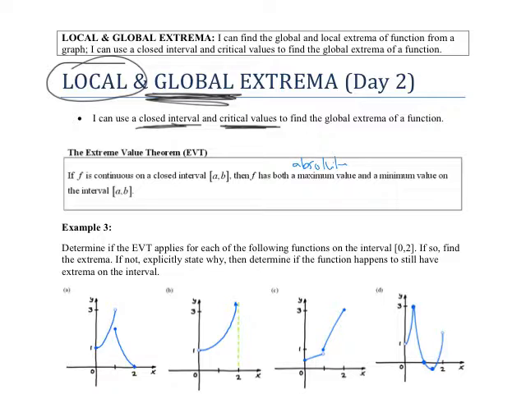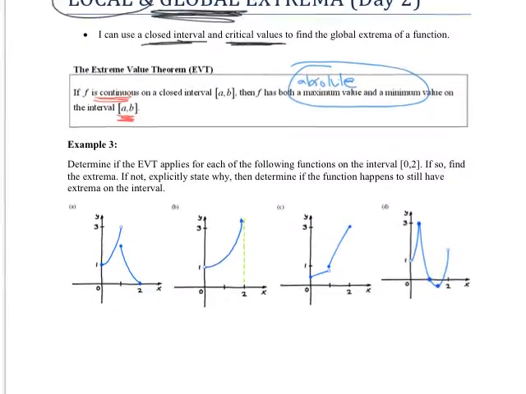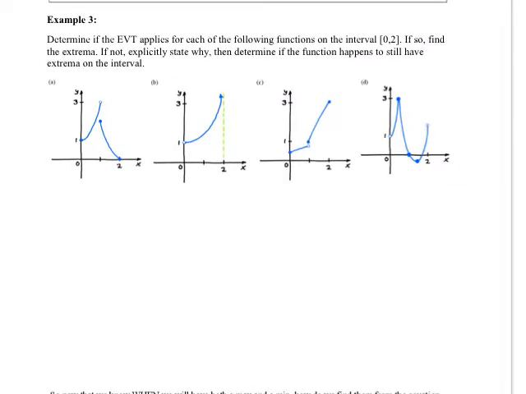So what we need to do is take a look at our function and check for a couple things. Check to see that it's continuous, and then check to see that it's continuous over the entire closed interval. And then if it is, we will have both an absolute maximum and an absolute minimum. So this is the extreme value theorem, and let's practice applying it. So example 3 here asks us to determine if the extreme value theorem applies. And I'm first going to state whether it does or does not, and then we're going to see if we can find any absolute extrema regardless of whether the EVT applies.